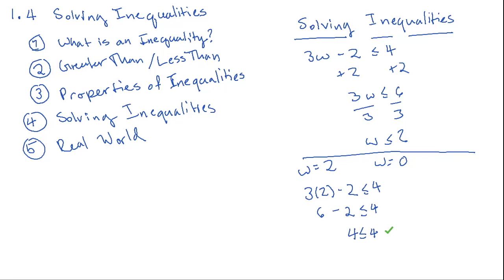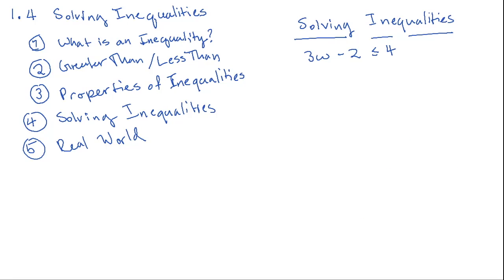Now, as for the other problem, we're going to have 3 times 0 minus 2 less than or equal to 4. Then we have 0 minus 2 less than or equal to 4. And then we have negative 2 is less than or equal to 4. We know negative 2 is less than 4, so that checks out as well.